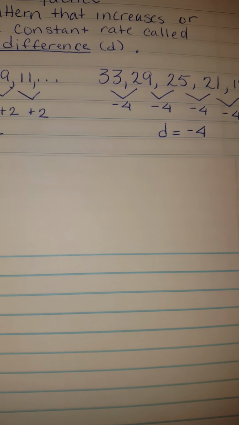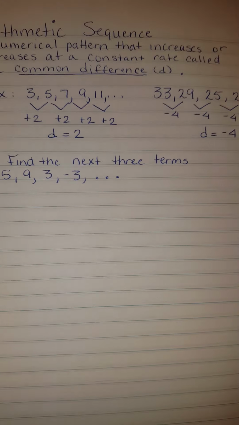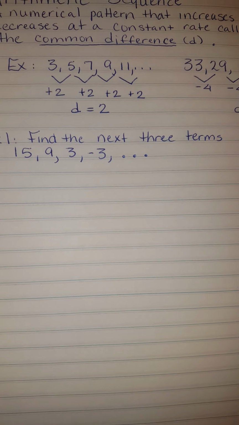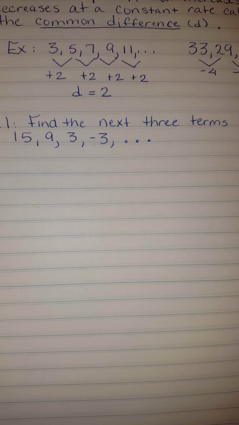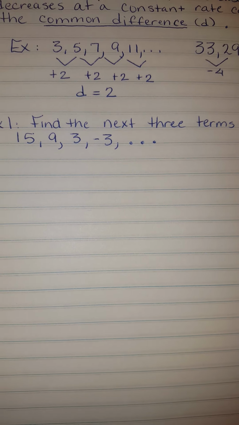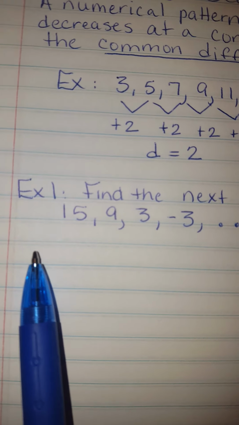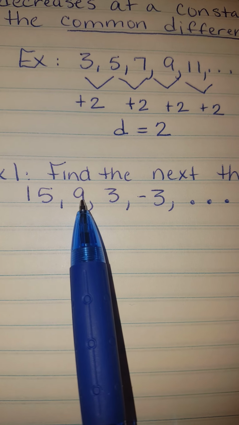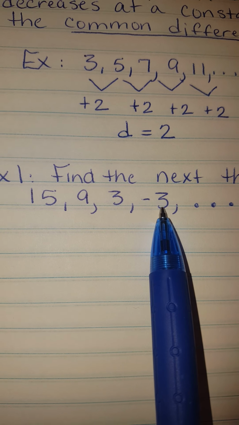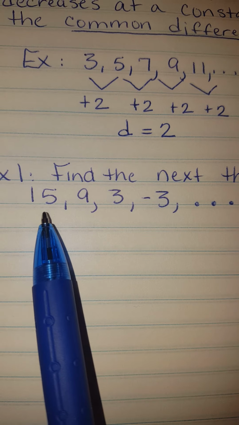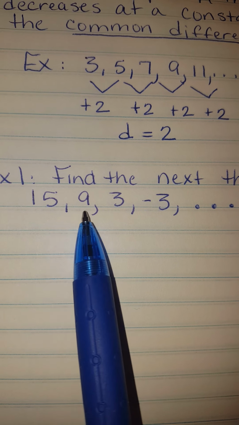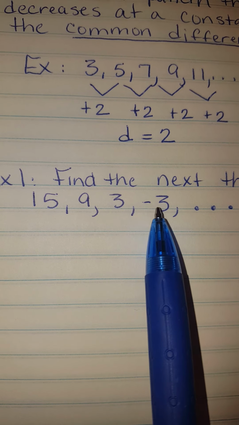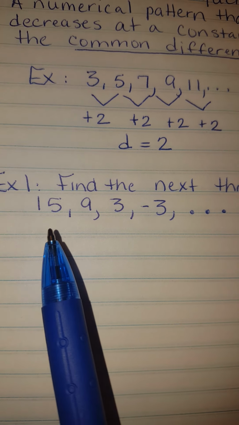So now let's look at example 1. In example 1, we've been given our arithmetic sequence and we've been asked to find the next 3 terms. Well, in order to do that, I first have to find out what's the common difference. So when I look at my sequence, I have 15, 9, 3, and -3. I need to see what's going on from 15 to 9. Is it increasing or decreasing? And from one number to the next, is that going to be a constant rate?